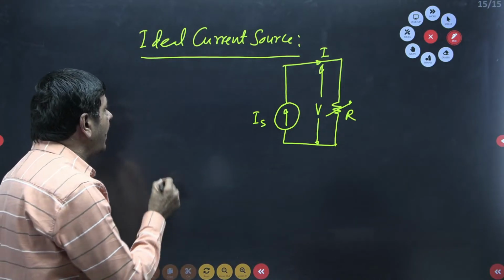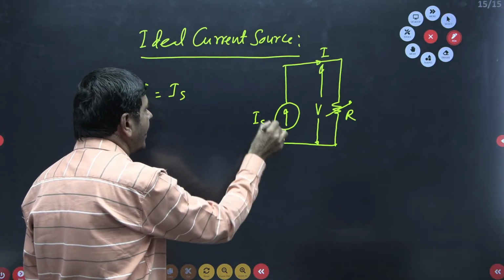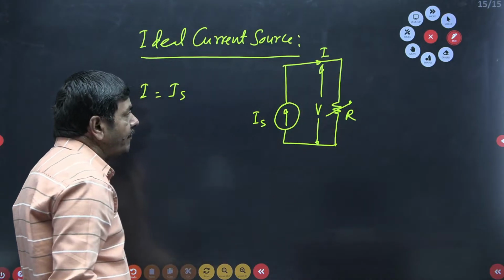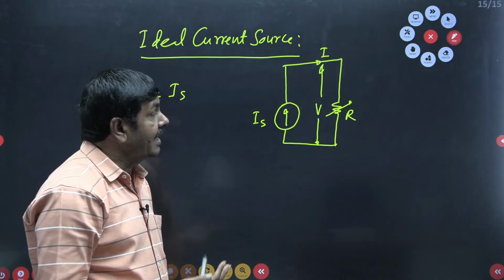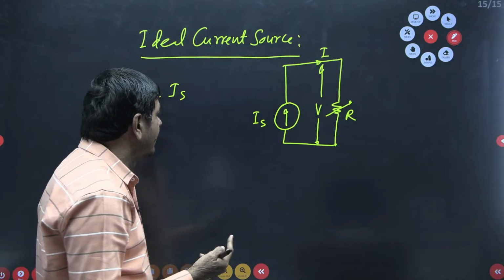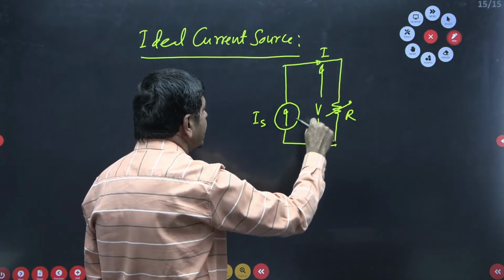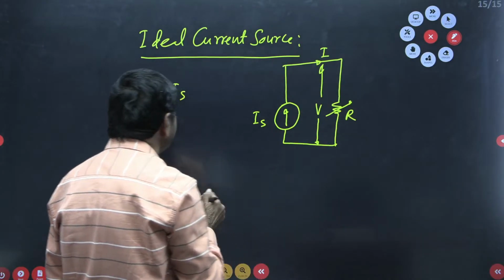I say here I equal to IS; the same current is going to flow. When you are changing the resistor, the current is constant, but the voltage will be changing. When the resistance is increased, voltage also increases. When the resistor is decreased, voltage will be decreased. Understand my point? I equal to IS.